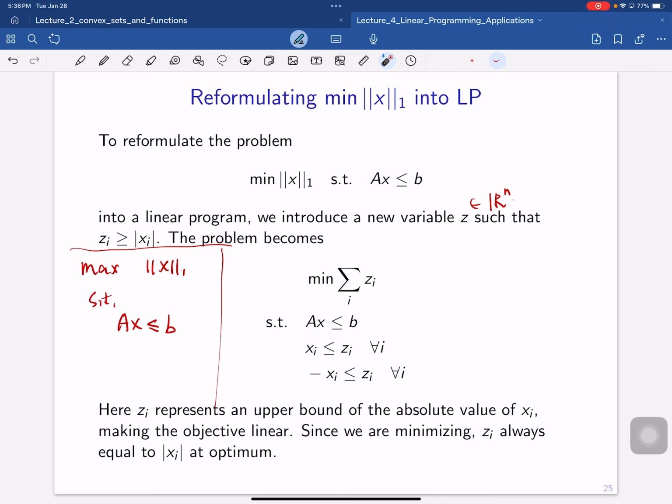If we're maximizing a concave function, that would be fine, it sort of flips. Exactly. So if I'm maximizing minus the one norm of x, then that's fine here.